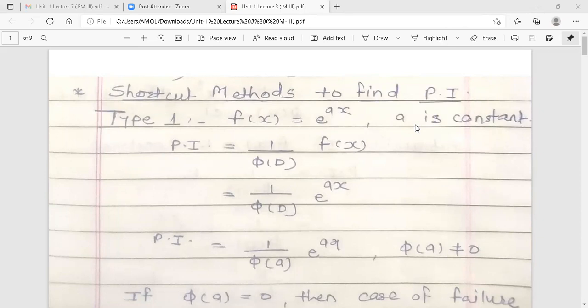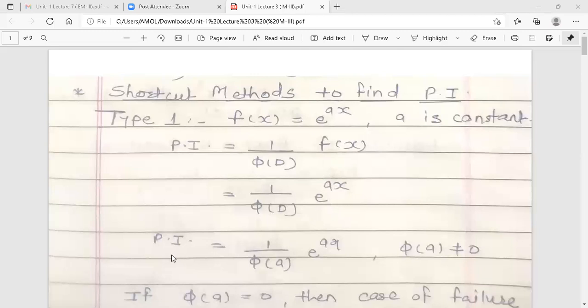Now there are different cases or types, depending on the function f of x. The first type or first case is when f of x is equal to e raised to ax, means an exponential function, where a is a constant. The formula for PI is 1 upon phi of D into f of x.